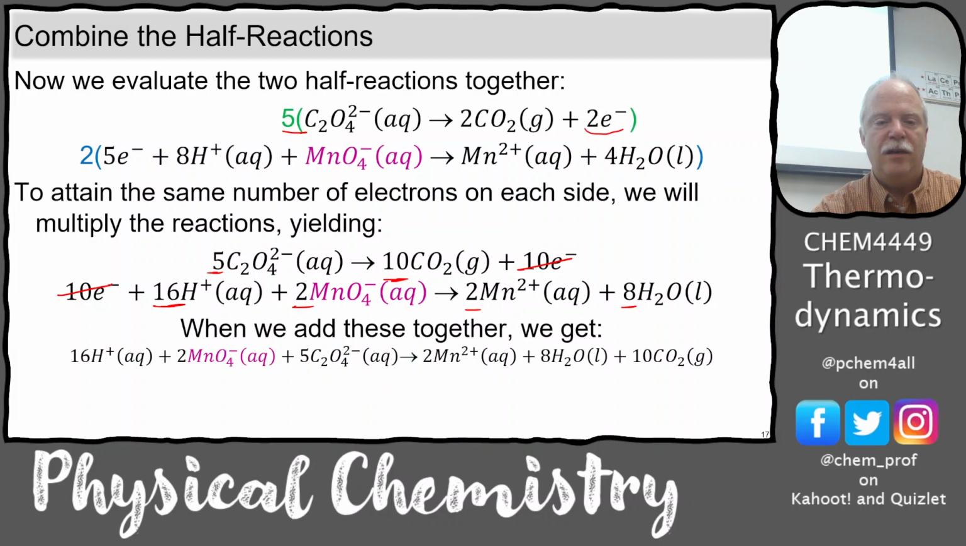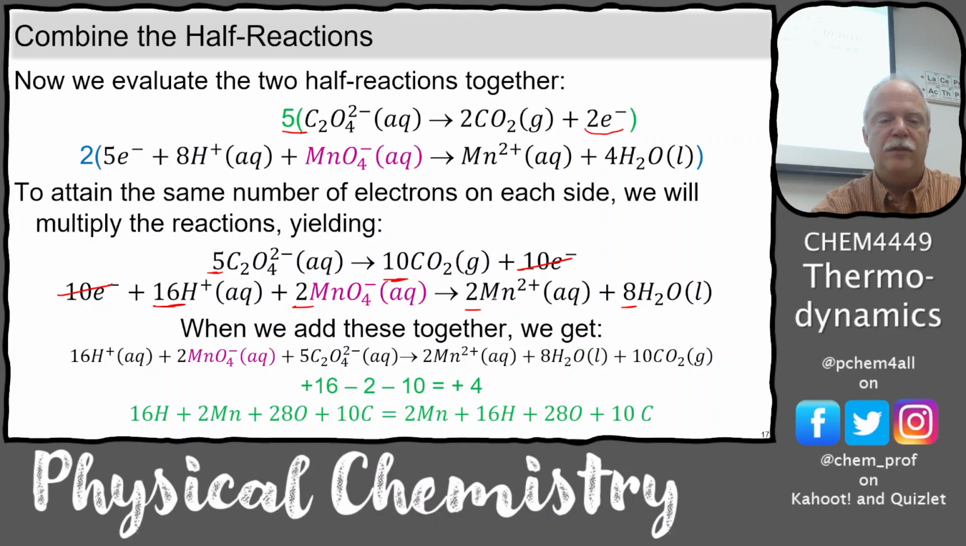So add those together, and this is our final balanced redox reaction. And the charges should still balance because we multiplied everything by whole numbers on both sides. We add them down. So we could check our charges: 16 plus, 2 minus, and then the 5 times 2 minus would be -10, and then on the right we have +4.